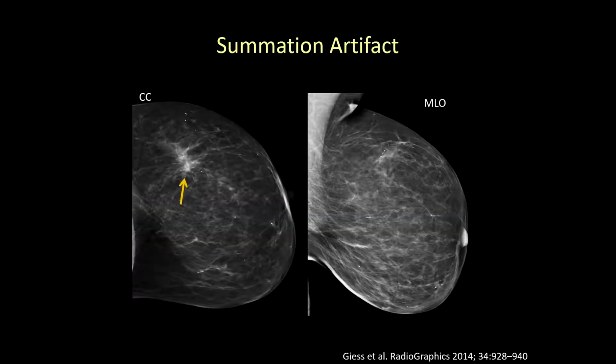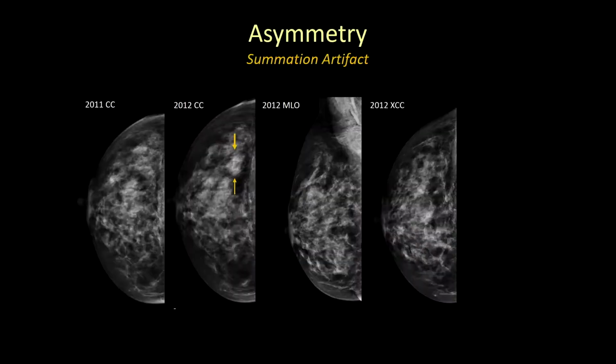And this is just an example of an asymmetry. You can see on the CC there's an apparent finding, which on the MLO view you can see is just comprised of these varying areas of fibroglandular tissue, which are at the similar depth and compressed together make a pseudolesion.